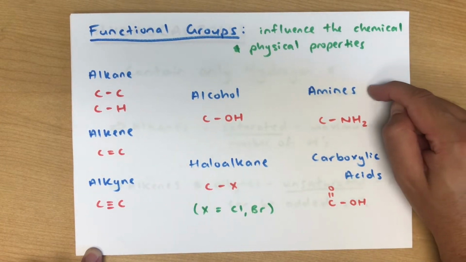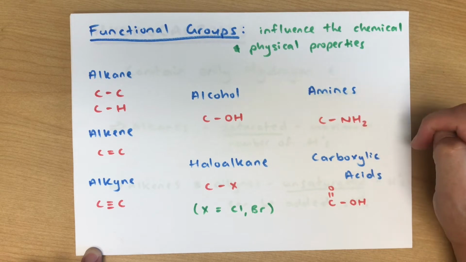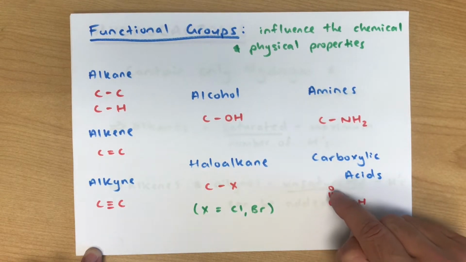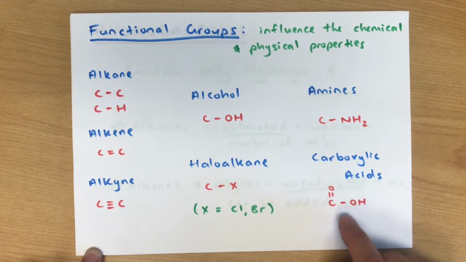We'll look at haloalkanes. Haloalkanes are an alkane with a halogen. A halogen is a group 17 element. The ones that we'll see are chlorine and bromine. So some sort of chlorine or bromine somewhere on the molecule makes it a haloalkane. We'll also look at amines, which will have an NH2 somewhere on the molecule. And we'll look at carboxylic acids, which have the C double bonded to an O and an OH coming off the same carbon somewhere in the molecule.